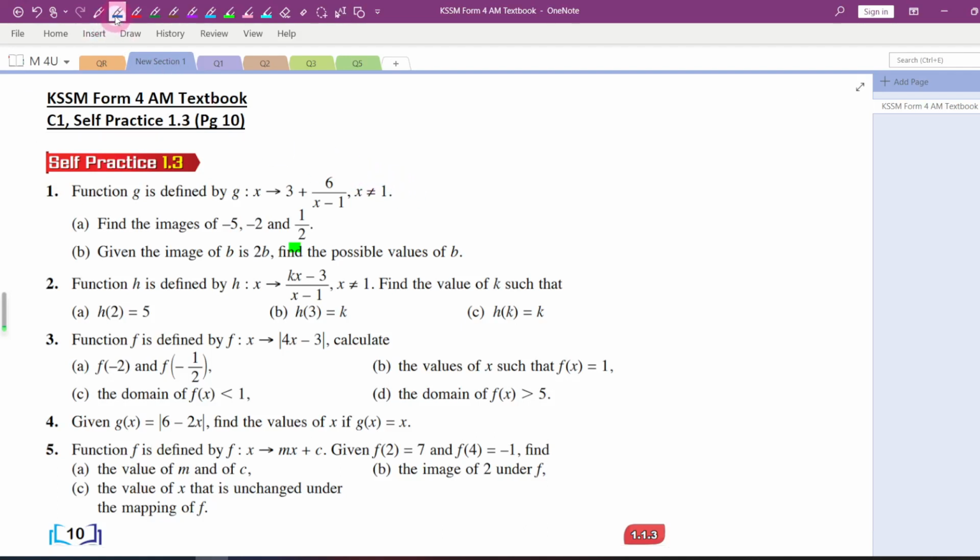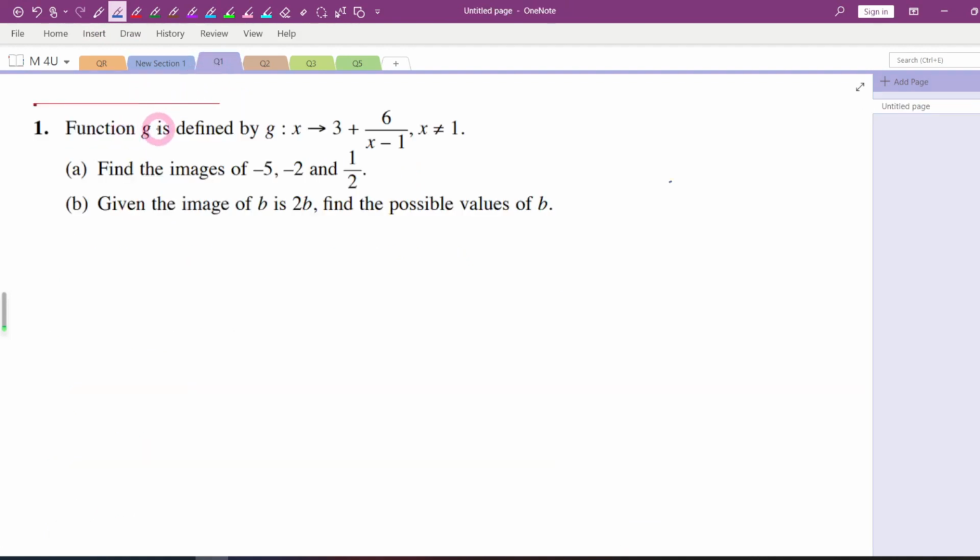Hi, in this video, let's look at your Form 4 Add Math textbook, Self Practice 1.3, page 10. Now, let's look at question number 1. Function g is defined by g of x is equal to this. Let me copy down first.